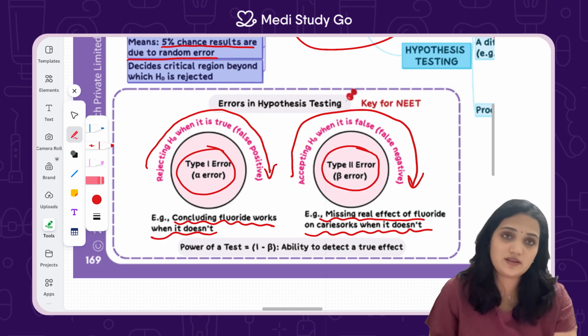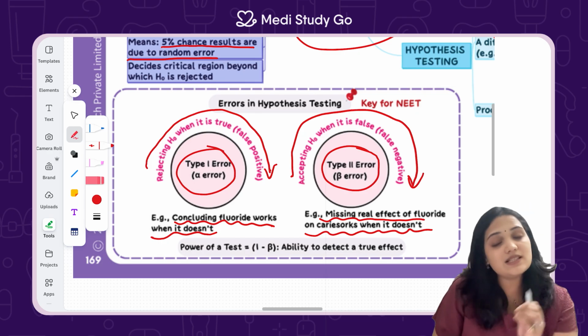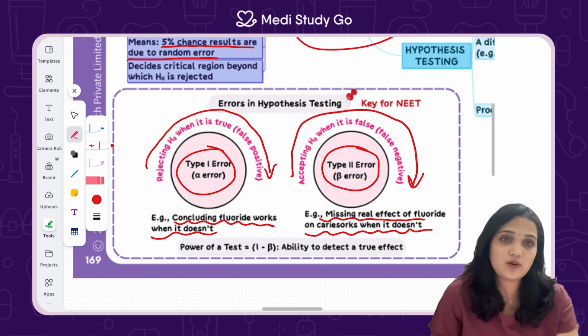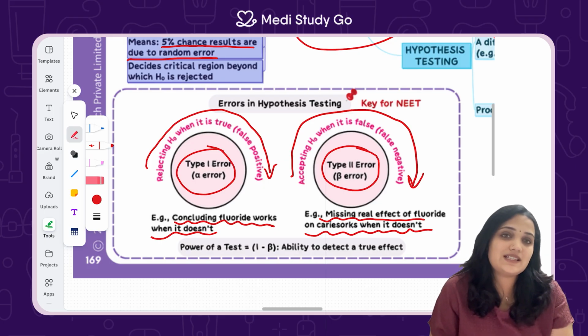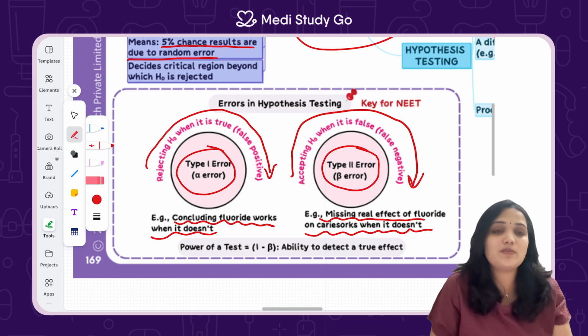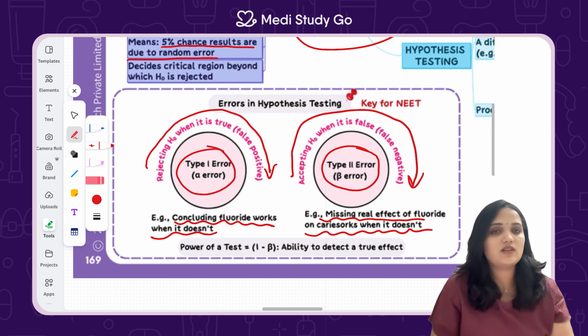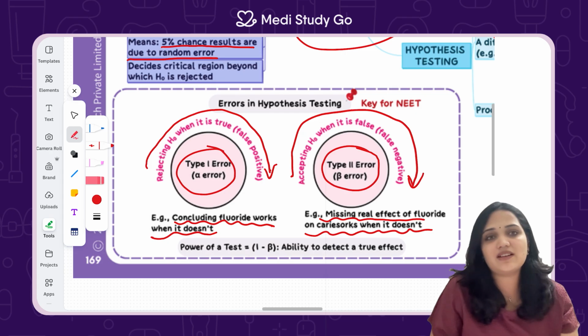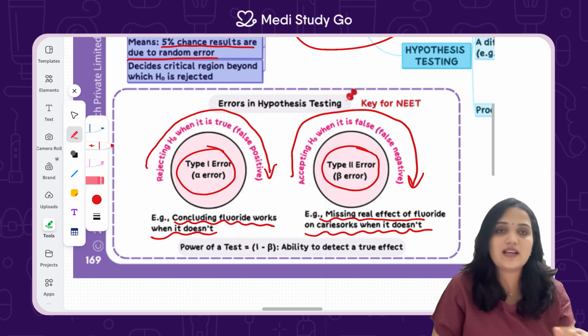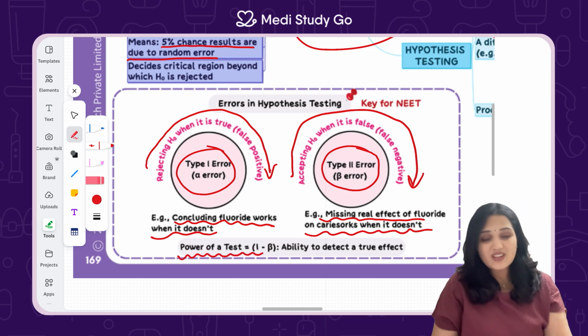Then comes type 2 error or beta error. This is when you accept your null hypothesis when it is actually false. So you say that there is no difference, but there is actually a difference there. For example, you miss the fact that fluoride works. That will be your type 2 error.